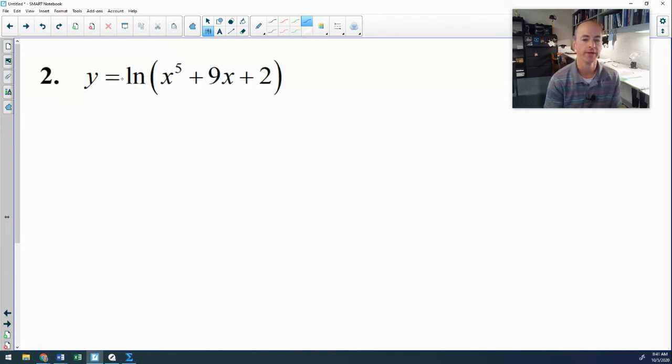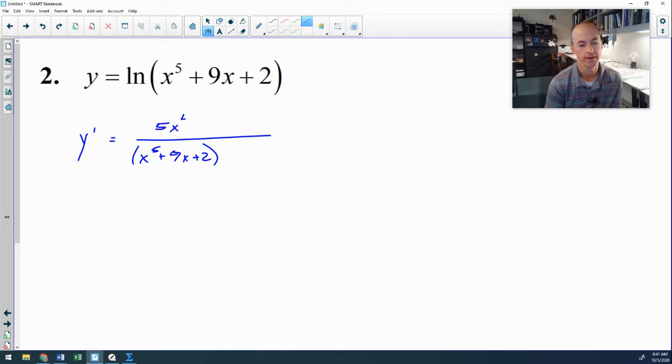Let's try another one. The natural log of x to the 5th plus 9x plus 2. Well, the derivative of every log, whether it's natural log or some other base, starts off as a fraction where the argument goes in the denominator, x to the 5th plus 9x plus 2. The derivative of that goes in the numerator, and that is the chain rule part of this. So 5x to the 4th plus 9. And then you always want to put the natural log of the base of your original.